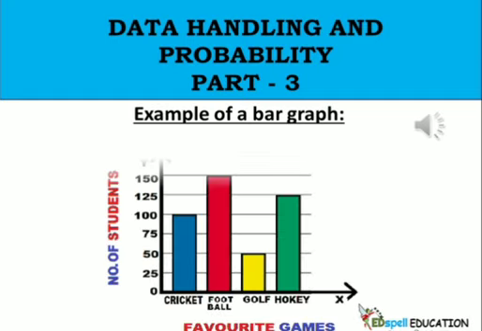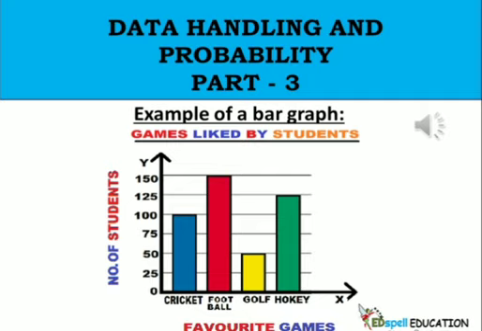This is an example of a bar graph. The important elements of a bar graph are the title, the x-axis, the y-axis, and the data bars. This bar graph represents the games liked by students. The x-axis represents the categories of games and the y-axis represents the number of students.